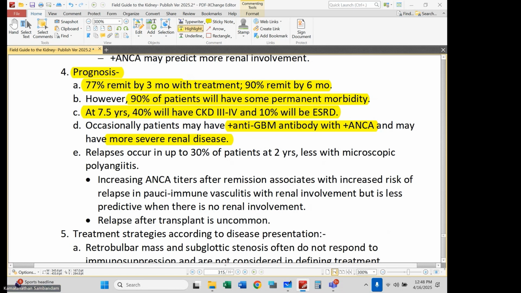I can't speak to that. I can't say with certainty whether there's a higher incidence of pulmonary involvement with double positives. I don't know the answer to that.